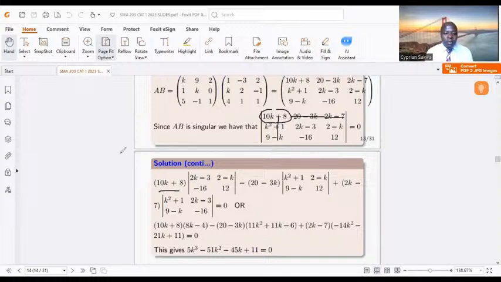Then come to the next element. I'm doing it along this row. This is the second element. That's what I've written. It's minus the second element. So then delete the row of this element and the column of this element. The matrix that remains is K squared plus 1, 9 minus K, 2 minus K, and 12. That's what I have here.